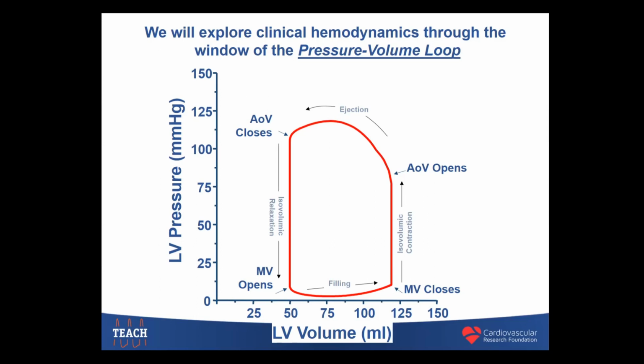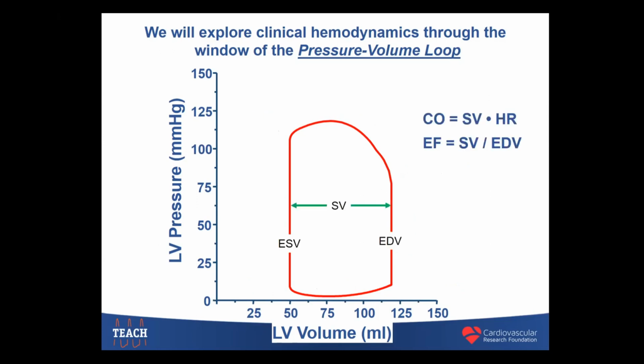So what would you think the area inside this pressure volume loop represents? Feel free for anyone to jump in. It's the difference between, so no takers for the first one.